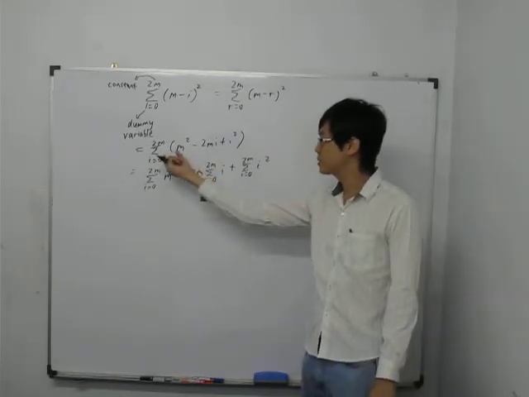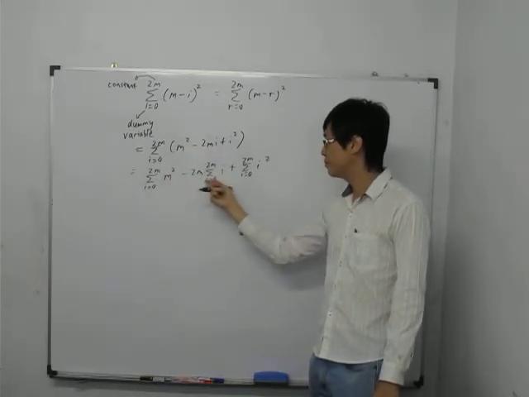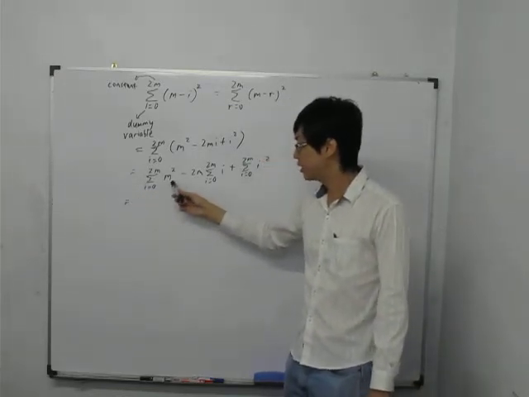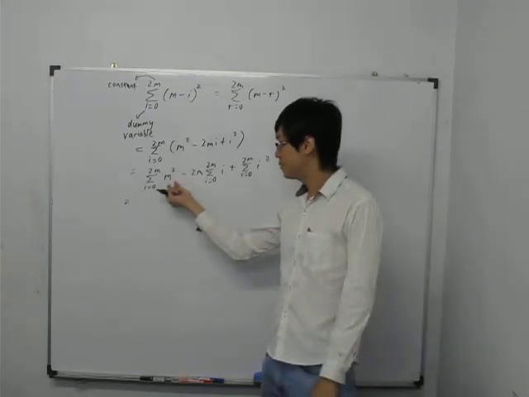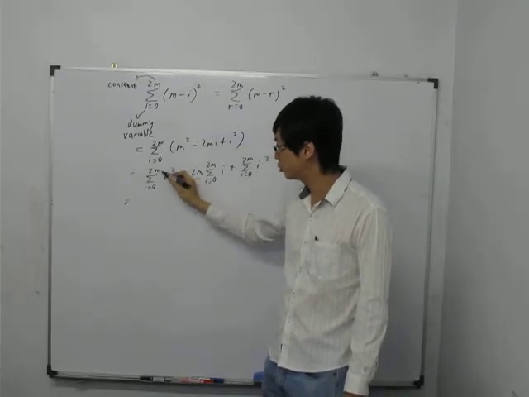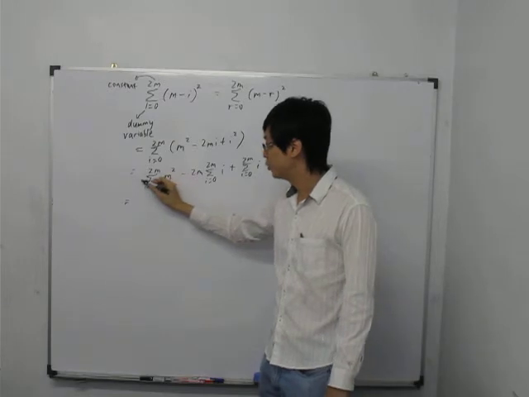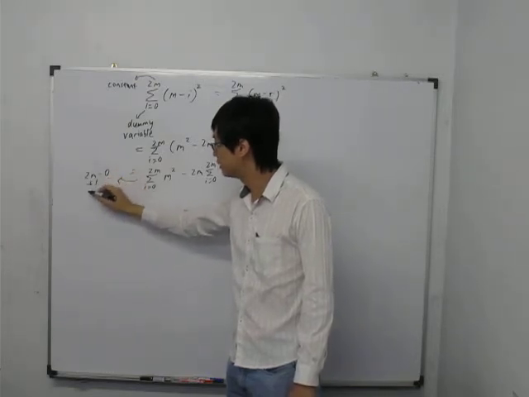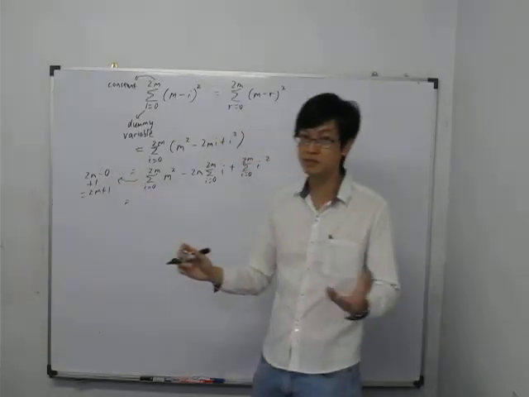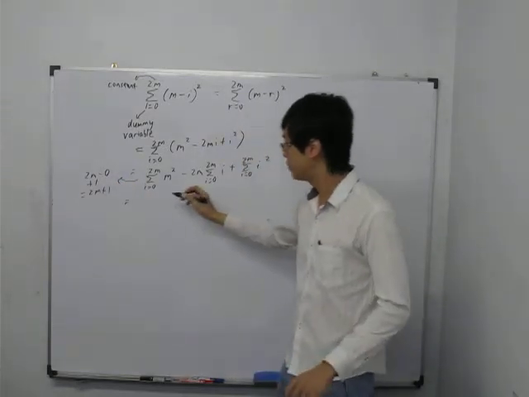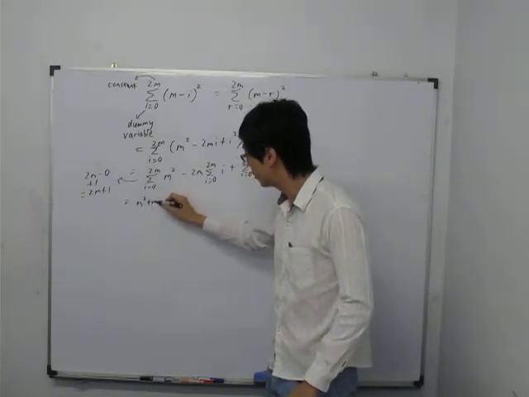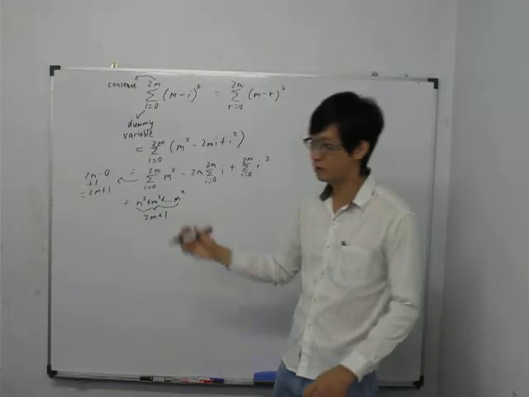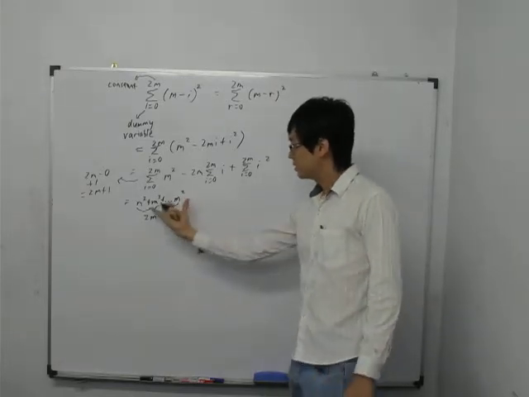So basically what I do is I just split it out into three parts: summation of this one, minus 2m summation i, plus summation i squared. Now the next step. We know that this is a constant because m is a constant. So I'm summing the constant how many times? I'm summing a constant in total 2m plus 1 times. To get the total number of terms, we simply take 2m minus 0 plus 1. So in total we get 2m plus 1 terms. To put it simply, this is just m squared plus m squared plus m squared. In total we have 2m plus 1 m squares. And this represents this.